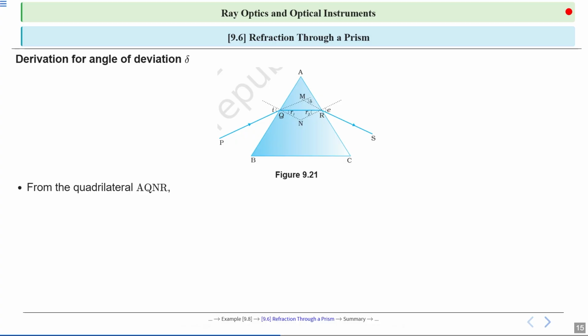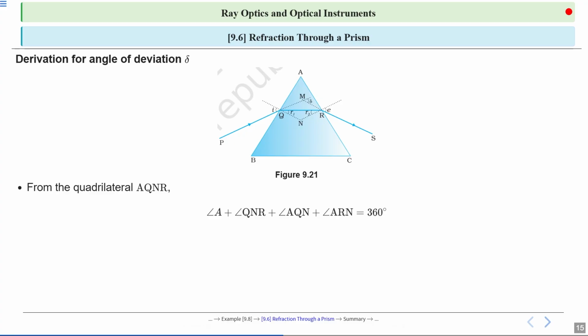So now consider the quadrilateral AQNR formed by the path of light within the prism. This shape helps us understand the relationship between the angles involved. We will use this quadrilateral to derive the formula for the angle of deviation delta, which is the difference between the incident and emergent angles.